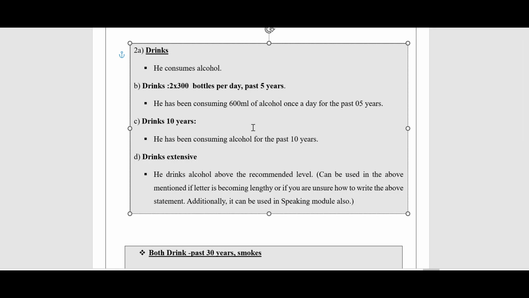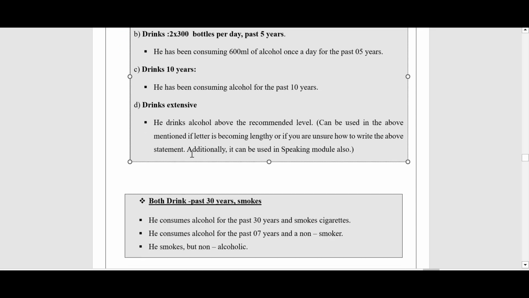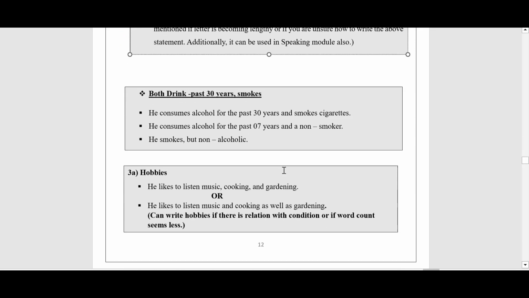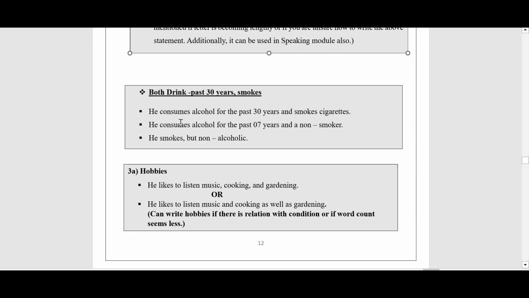If the word count is exceeding, then you need not mention it, and you can eliminate this statement. Okay. And now, in some case notes, they are writing both drinking and smoking, right? And in this part, I will teach you how you should write.